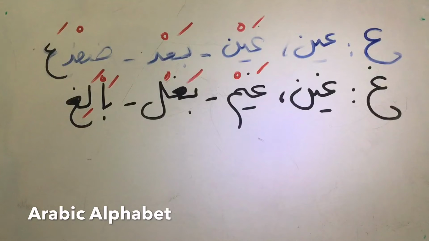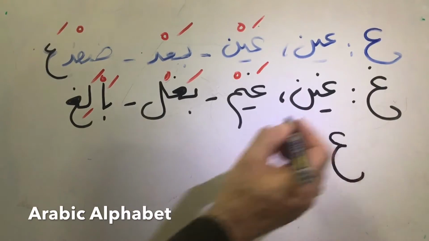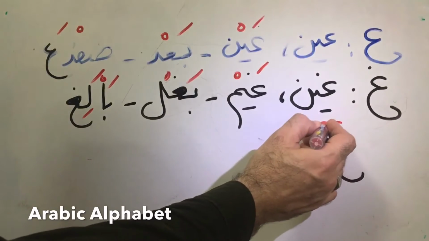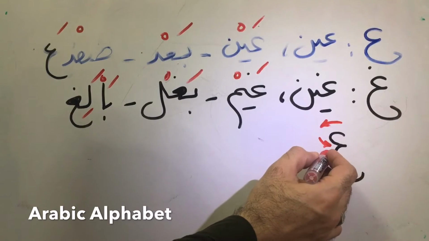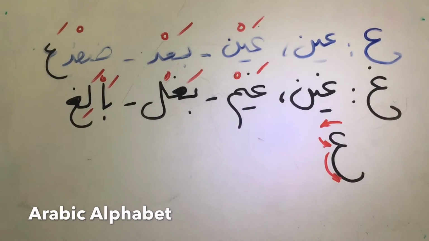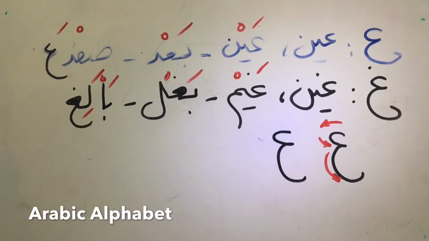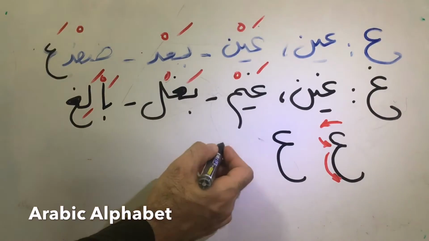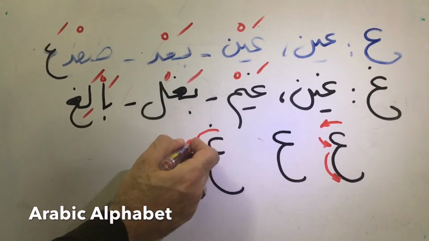It is important in Arabic to know exactly how to move the hand while we write a letter. For example, عين, we start from over there. So we start from here, then we go like this. So it is like this. غين is the same. Then we put the point over. So it is like this.